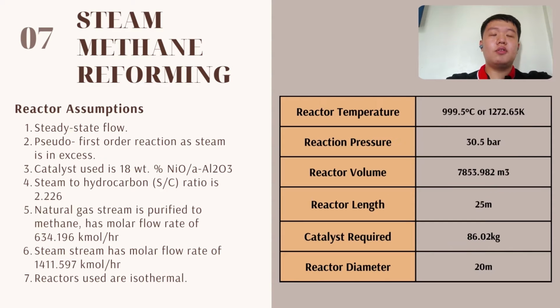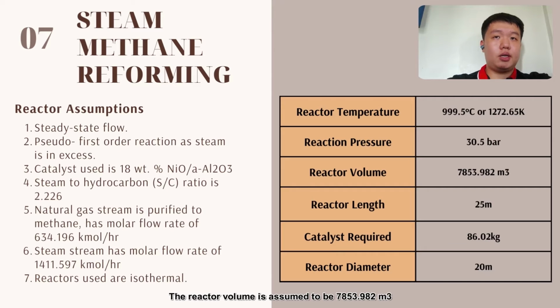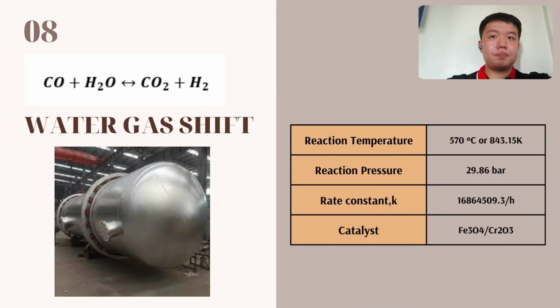For the assumptions for SMR process, we assume steady state flow, pseudo first order reaction as steam is in excess, steam to hydrocarbon ratio is 2.226, natural gas stream is purified to methane and has a flow rate of 634.196 kmols per hour. Steam stream has molar flow rate of 1411.597 kmol per hour and the reactors are isothermal. The reactor volume is assumed to be 7,853.982 meter cube and requires 86.02 kilograms of catalyst.